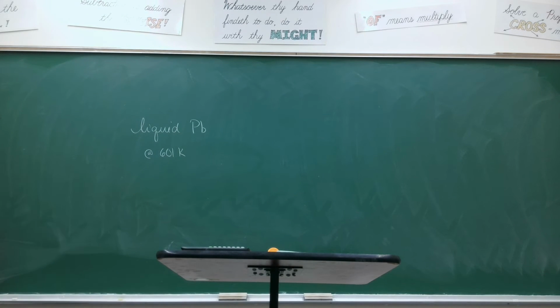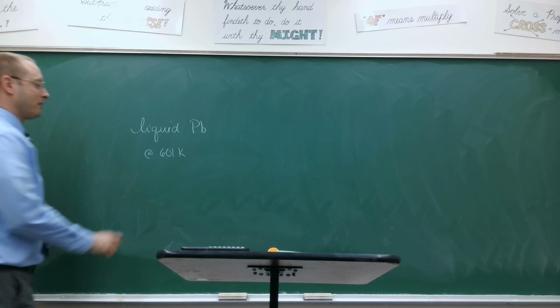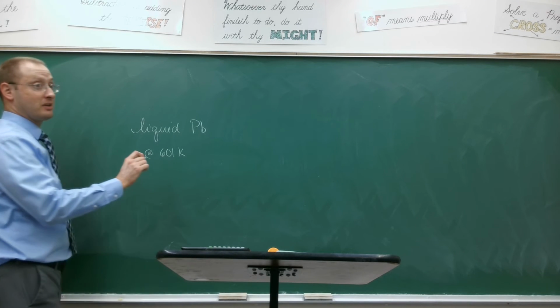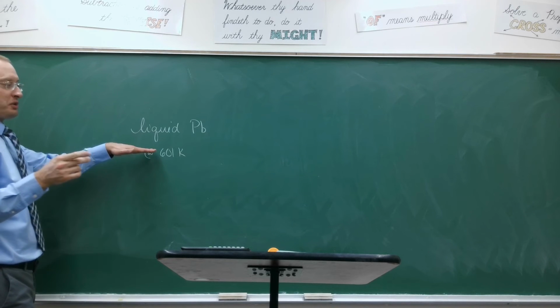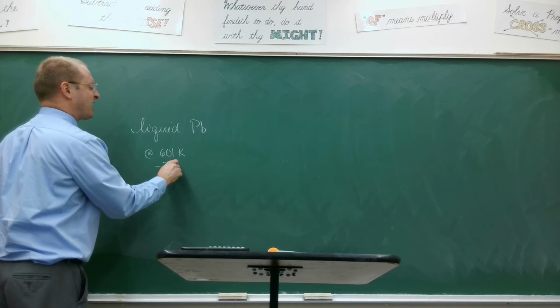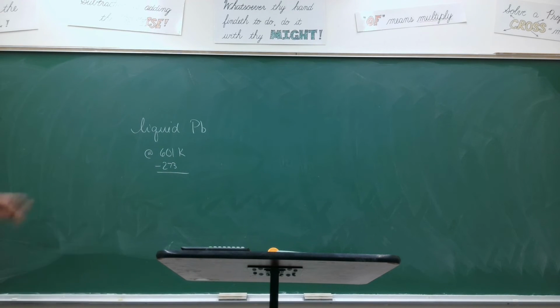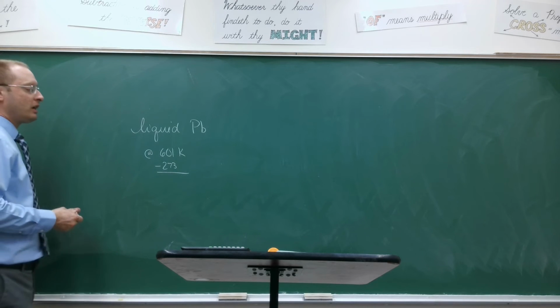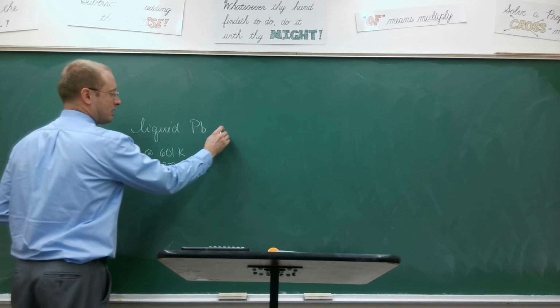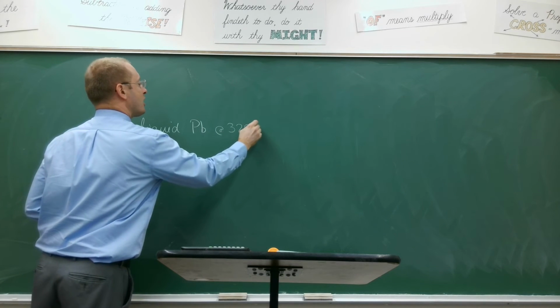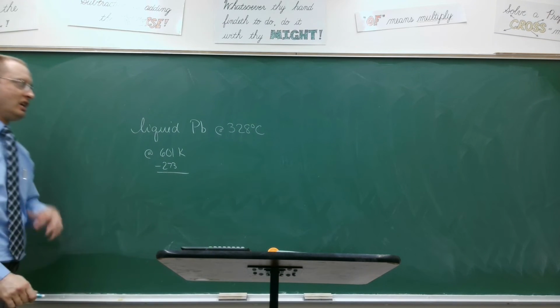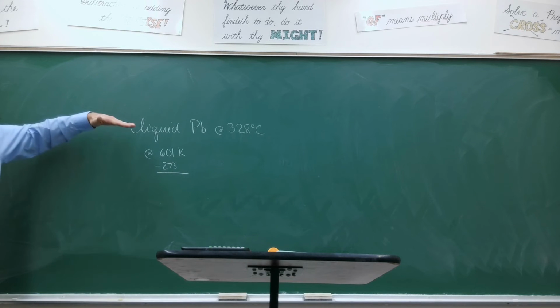What do we have to do to make it Celsius? Remember, Kelvin's always the big guy. Minus, and let's forget the 0.15, shall we? Let's make life easy on ourselves. So subtract 273. The 0.15 doesn't make that much of a difference. What do we get? 328. So it's at 328 degrees Celsius. It's already at the correct temperature.